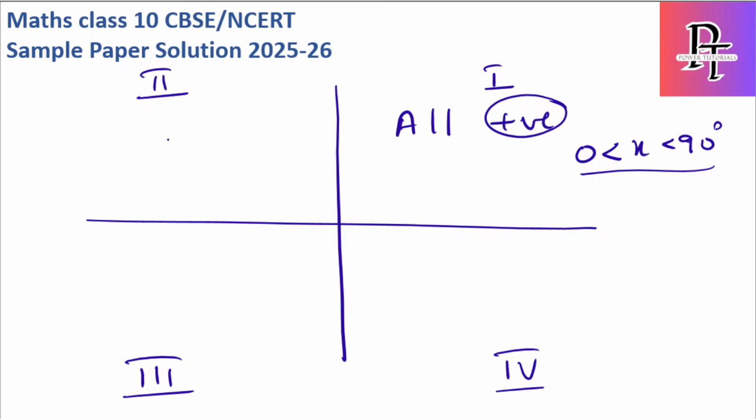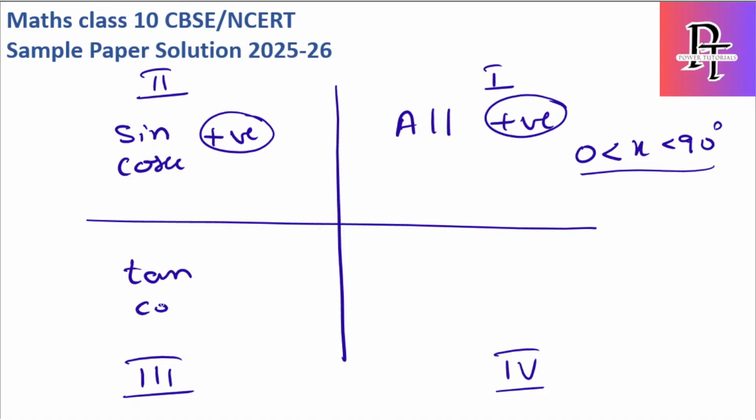Whereas in the second quadrant, we have sine and cosecant positive. Why is cosecant positive? Because cosecant is nothing but 1 by sine. So if sine is positive, then 1 by sine is also positive. Hence, these two are positive here. In the third quadrant, we have tan and cot. These two are positive, the rest are all negative. And in the fourth quadrant, we have cos and secant. These two are positive.